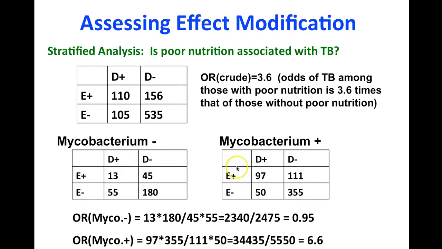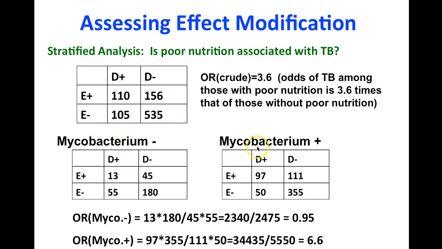Then I looked at the main exposure and disease association between poor nutrition and TB, but only among those people who had the mycobacterium. So here, with no mycobacterium, my odds ratio is 0.95. Here, with mycobacterium present, my odds ratio is 6.6. So now I have two stratum-specific odds ratios and I have a crude odds ratio. The crude odds ratio is taking everybody in your sample.